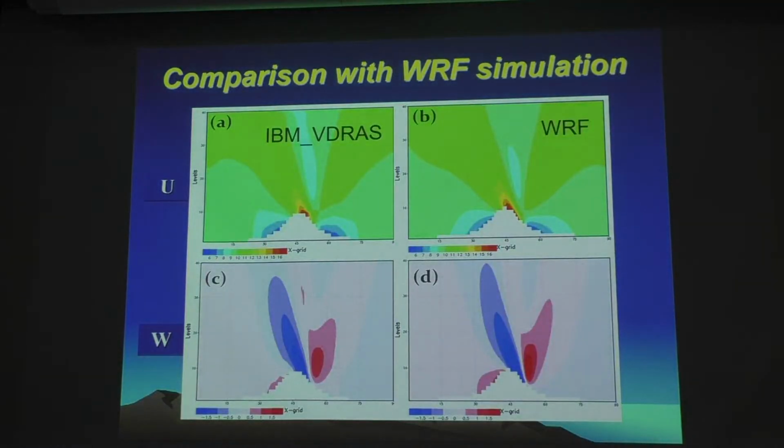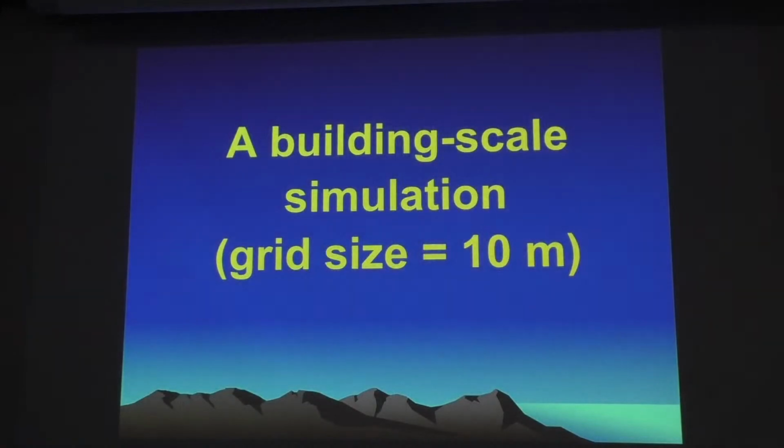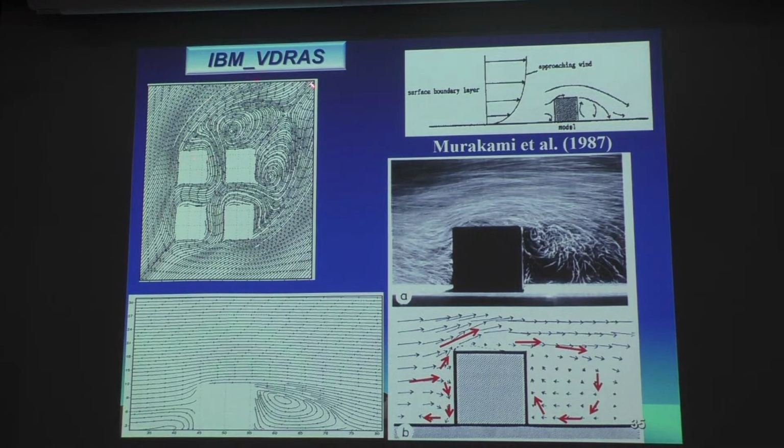So this is a comparison between IBM VTRAS and the WRF. So this is the U, this is the W, the mountain is here, and this is the T prime and the P prime. However, IBM VTRAS can do something which is difficult for WRF. It is a building-scale simulation with the grid spacing reaching 10 meters. So we put the 4 buildings inside IBM VTRAS. The winds come from the southwest, so you can see the wake flow behind the buildings. I think this simulation will be difficult for WRF.